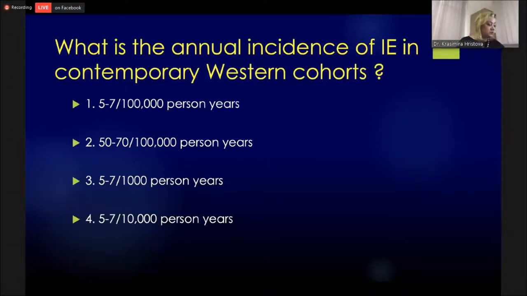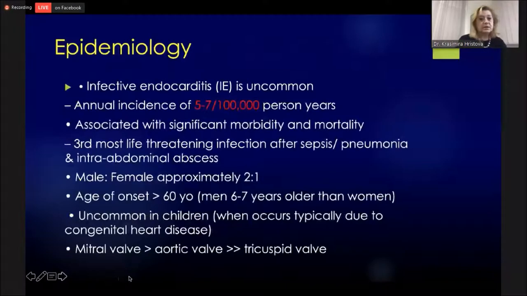Actually, this is a very old inflammatory disease, first mentioned by Professor Osler in 1885, an inflammation located generally on the flow side of the valves, or at the site of endocardial damage of the heart. In epidemiology, we find that the annual incidence of endocarditis is around 5 to 7 per 100,000 people. So it's a very uncommon disease, but it's associated with significant morbidity and mortality.